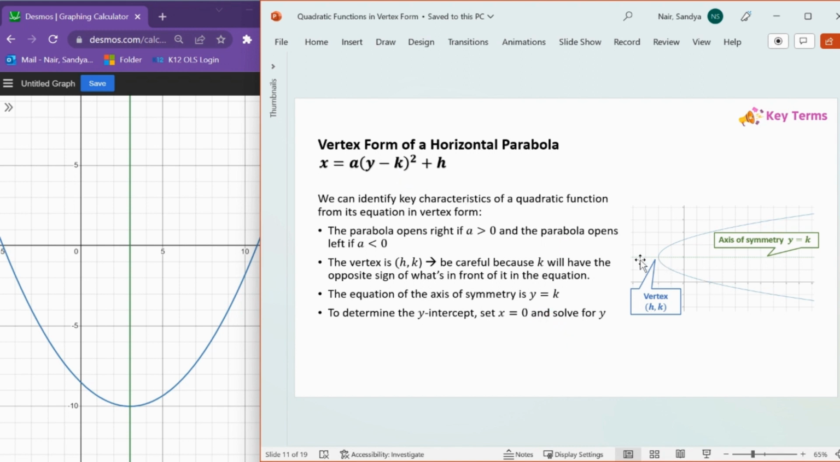Because if you think about it, if you have a sideways parabola, it wouldn't make sense to have x equals as the axis of symmetry, right? Because if I drew a vertical line, that's not going to cut my parabola in half. But if I draw a horizontal line, that's going to cut my parabola in half. And remember that horizontal lines have a y equals equation. The axis of symmetry always passes through the vertex, so that's why we'll now have y equals k. And then to determine the y-intercepts, you can set x equal to 0 and solve for y.